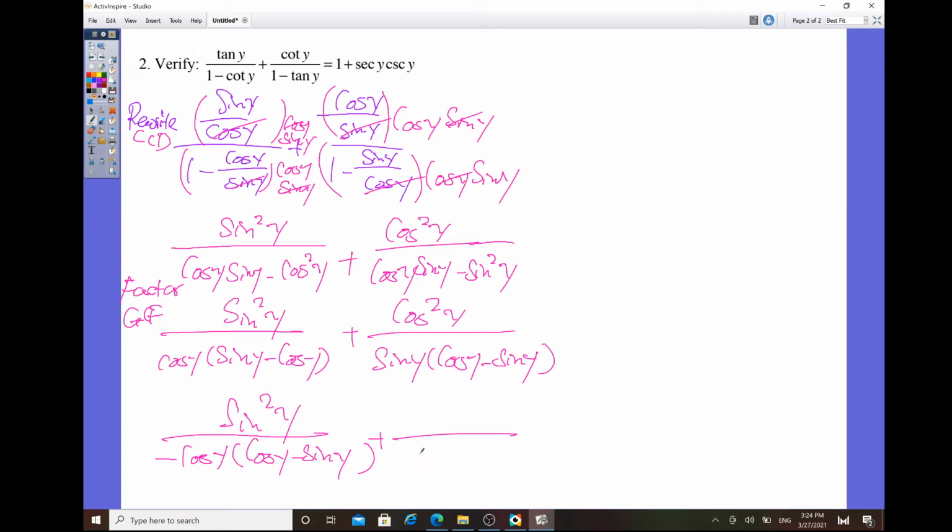So compare and contrast. What do you notice about the least common denominator? We do have cosine of y minus sine of y for both of them. So the only thing that you need to multiply here is just what? Sine of y. Okay? So multiply the top and the bottom by sine of y. And this one here, it looks like we're missing the negative. So we need the negative, and also we're missing the cosine. So multiply the top and the bottom by negative cosine of y.